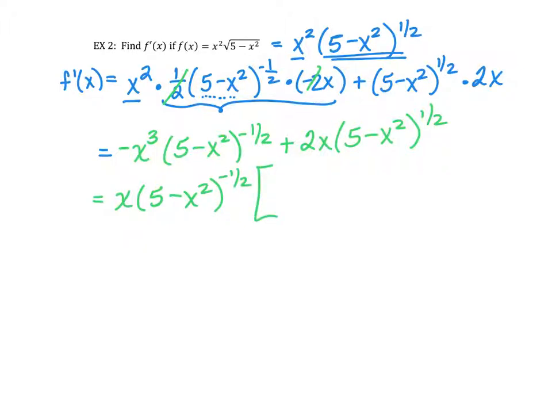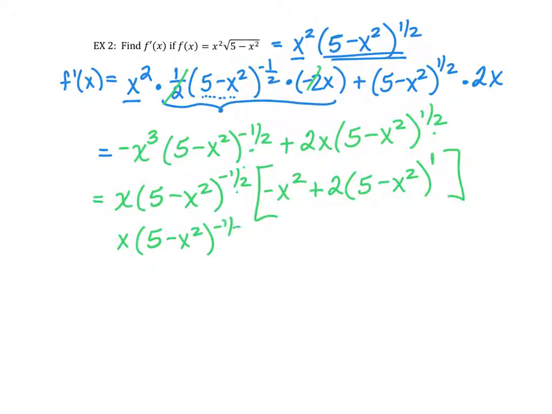And what would be left? Well, for the first term, I would have to have a negative x squared. These powers are the same, so I don't have that factor. For the next term, I would need a 2, and I would need a 5 minus x squared to what power? Remember, when you multiply, you add these, and I have to get 1/2, so this would need to be to the first power. Now let's keep cleaning. Notice that every line has an equals sign. I don't get lazy. What is this parentheses? Negative x squared plus 10 minus 2x squared.